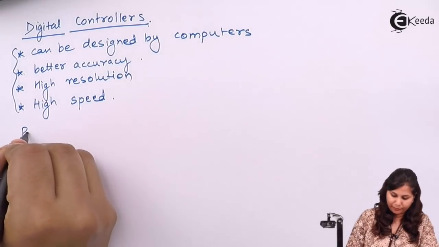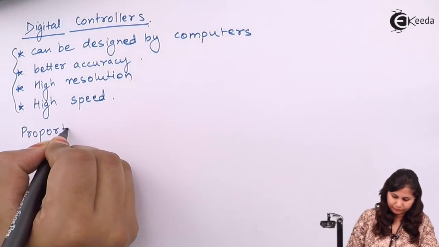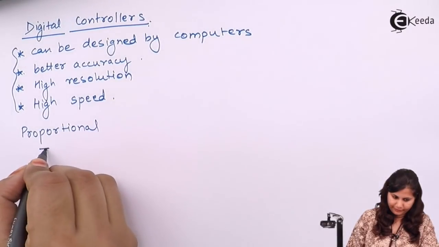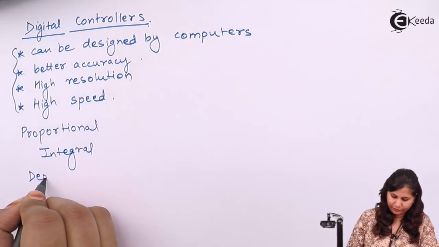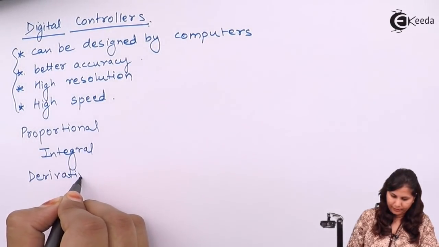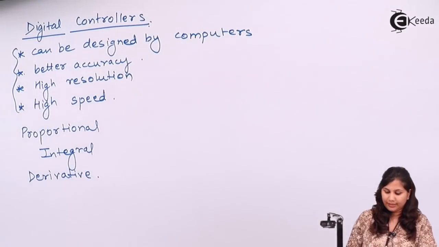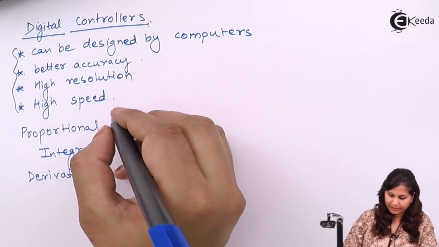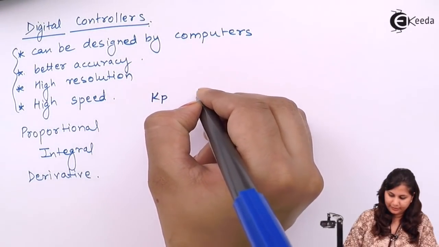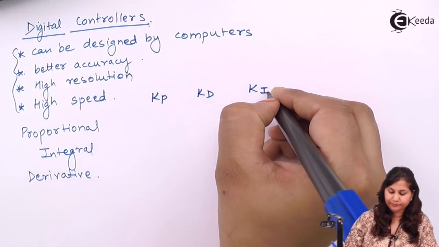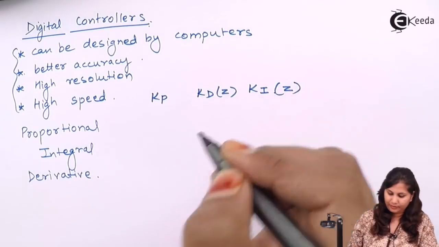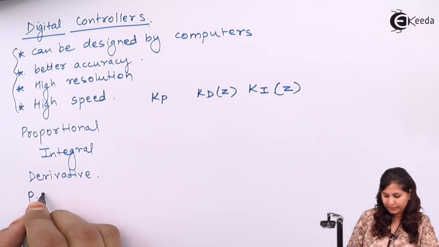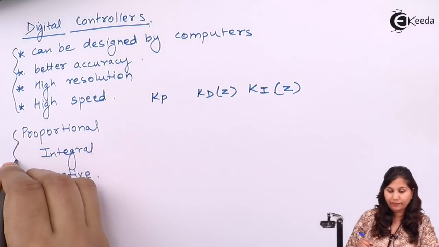Here also we have proportional, integral and derivative controllers. But we will use here the Z domain, okay, because the function is a discrete function. So we had KP, KD and KI. We will have here Z, and here also we have a PID controller, which is the combination of these three.